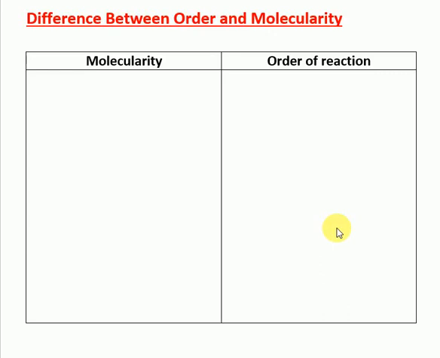Difference between order and molecularity? Point wise, see the difference. Molecularity is the total number of reacting species, that is molecules, atoms or ions, which brings the chemical change.